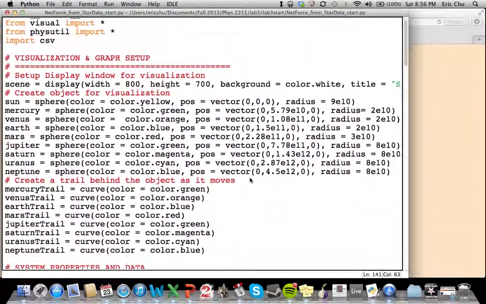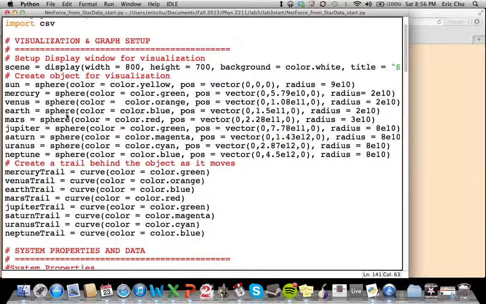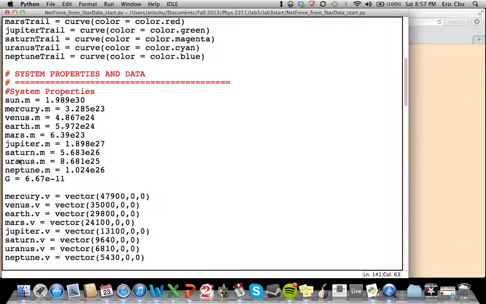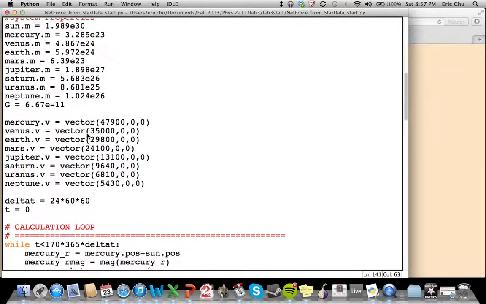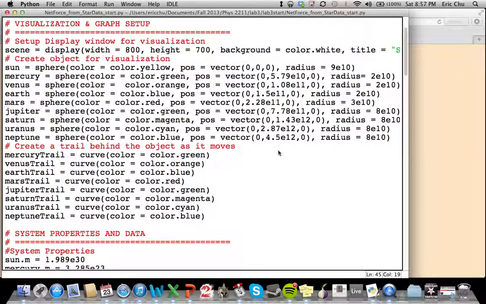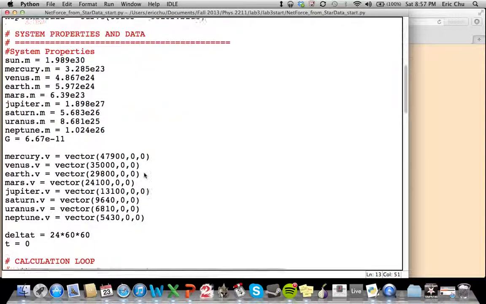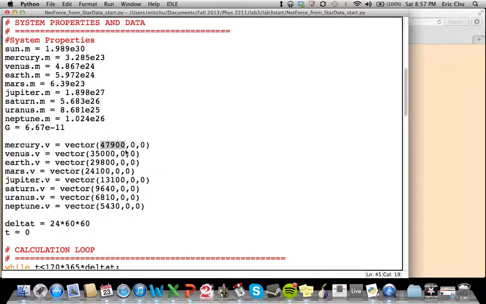So here's our code. Create a ball and a trail for each planet. Initial conditions. Here are all our masses, and then here are all our initial velocities for each planet. And the initial velocities are only in the x direction right now because their initial positions are right above the sun in the plus y direction. So at this instant in time, the planet is only moving in the x direction this amount of meters per second.